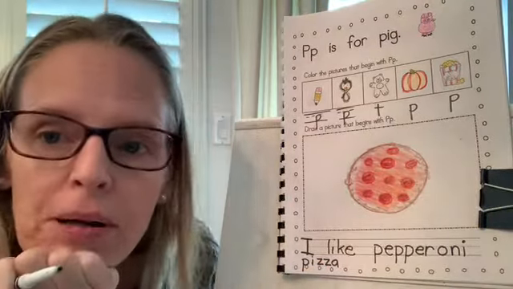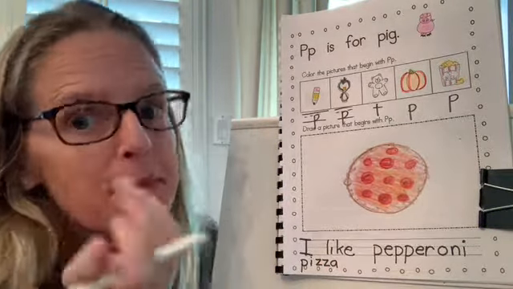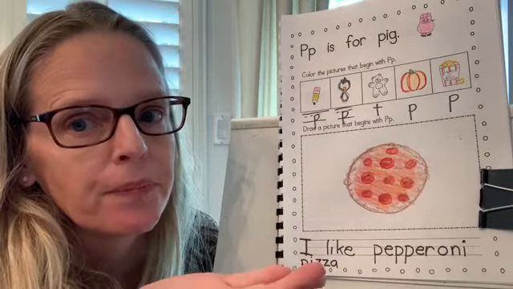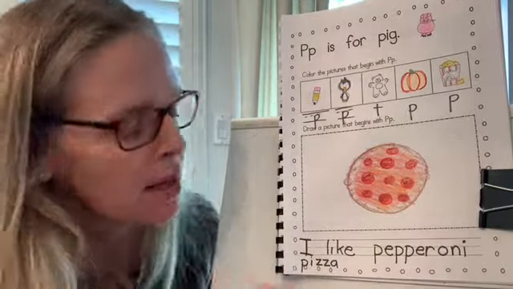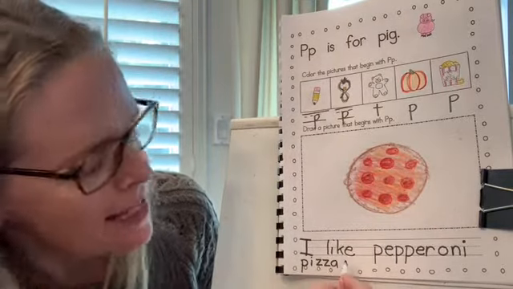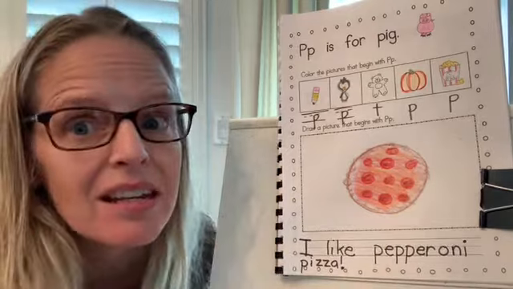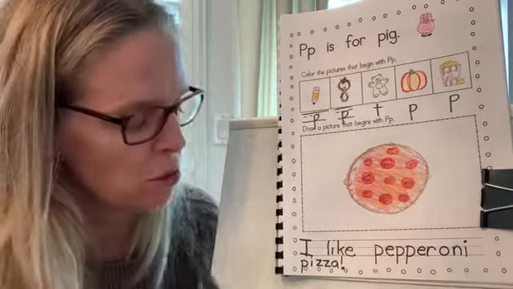Now, I have to add punctuation. If I'm excited about it, I can add an exclamation point. I am excited about it. I like pepperoni pizza, exclamation point. If you're not that excited about it and it's just a statement, then you would just put a period, okay?